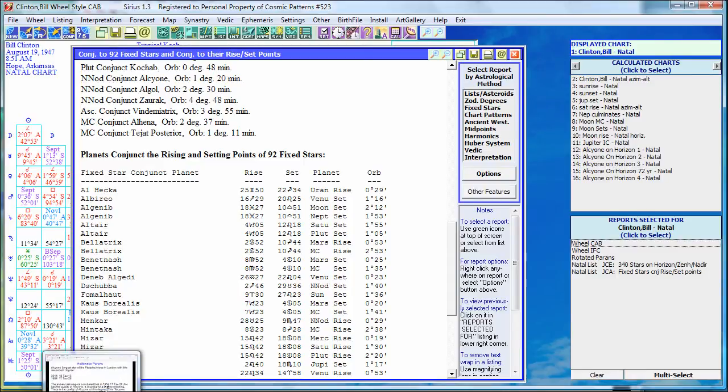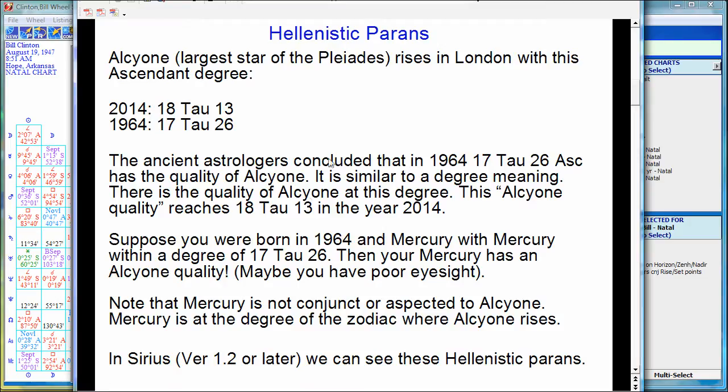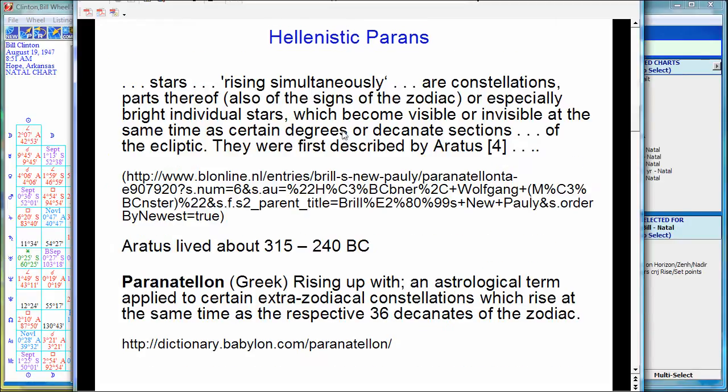I just closed that. All right, so we now know what a Hellenistic Paran is. Okay, the thing I find fascinating is that Bellatrix is not actually rising. If it was rising, Mercury would be conjunct the rising degree. And that's the idea.